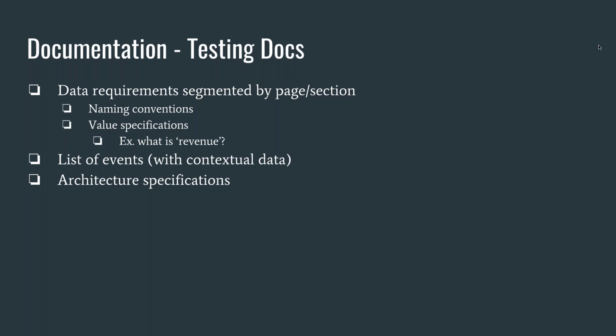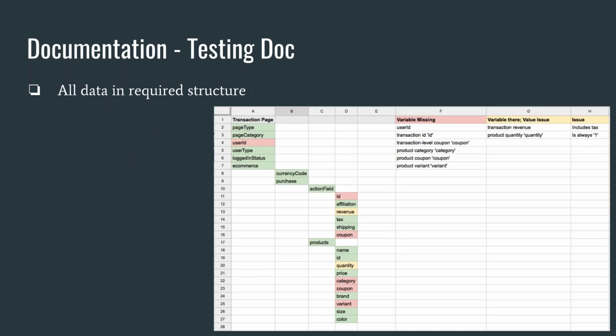I should then also have a list of events within my testing documentation. And so when I'm manually going through the website or using an automated process, I can say when this happens, then this should be contained within the data layer. This event should be pushed, this event should be present there, and then this additional context about that event should be included as well. So basically what I'm doing is translating my architecture specifications into some testing documentation. Here is just an example of one of these that I've put together in the past.